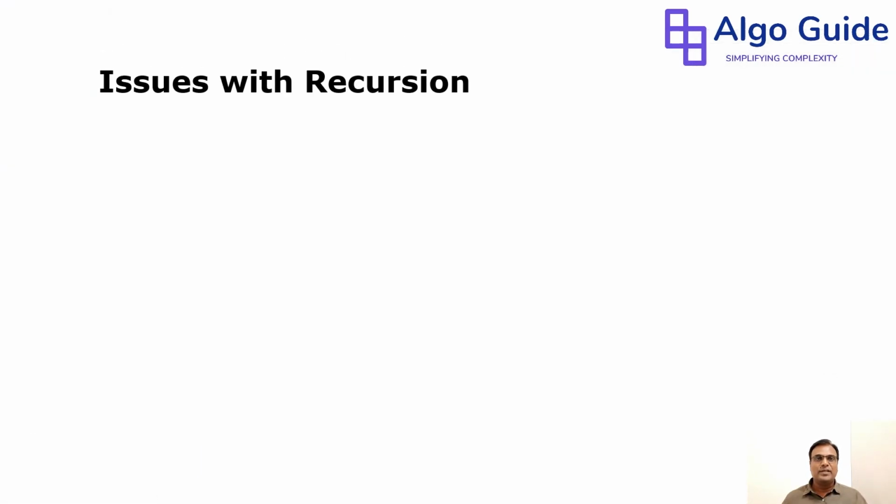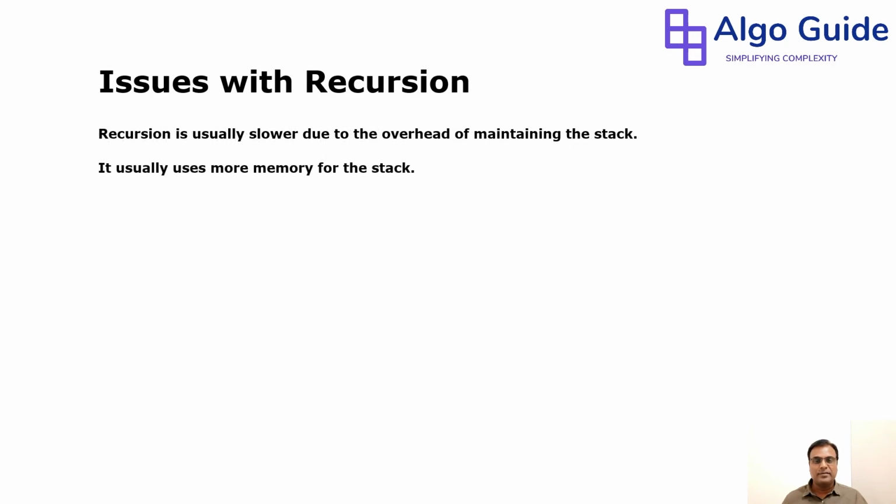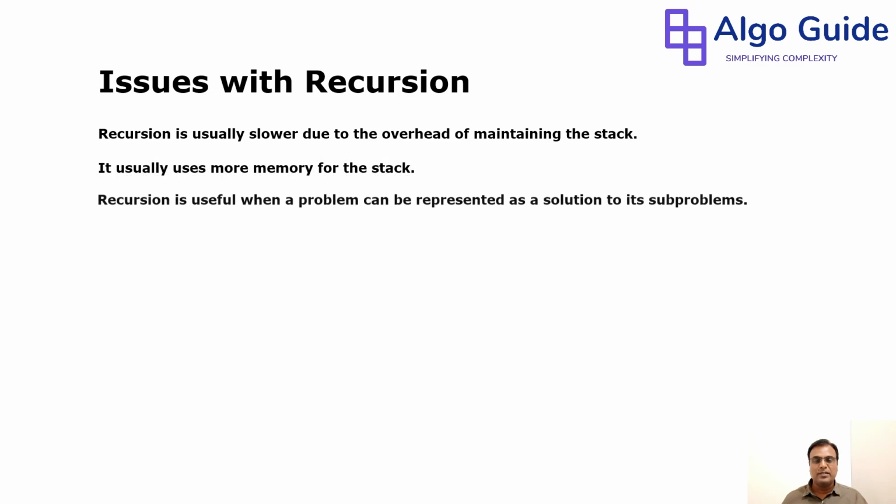What are the issues with recursion? Recursion is usually slower due to the overhead of maintaining the stack. It usually uses more memory for the stack. And recursion is useful when a problem can be represented as a solution to its subproblems.